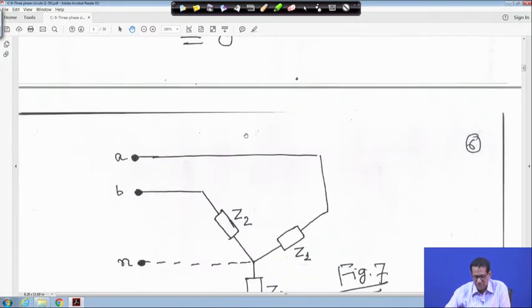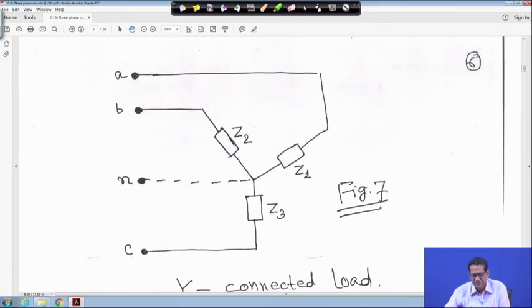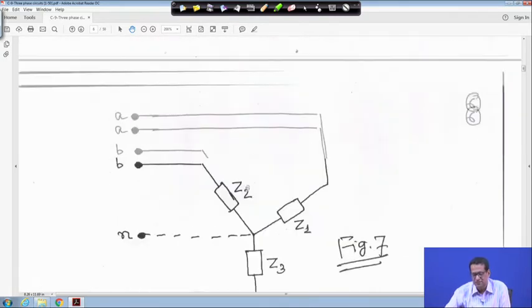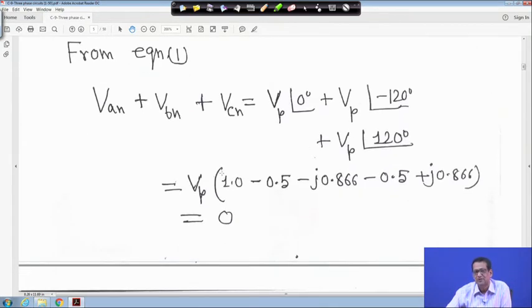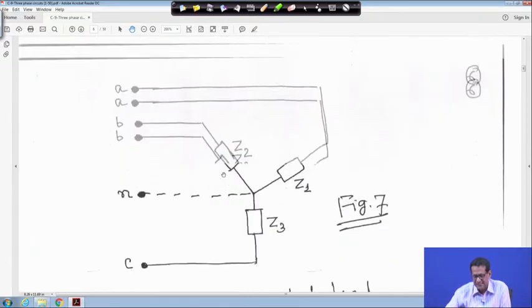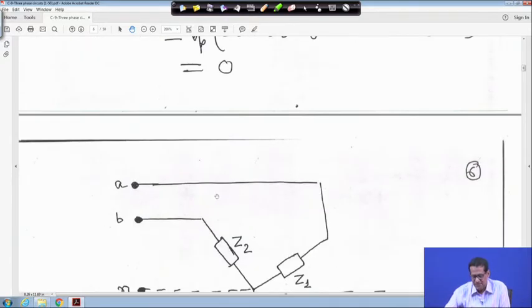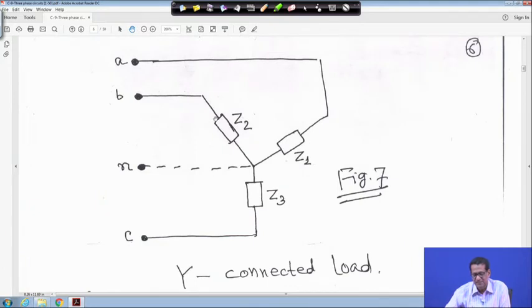So now the question is about the star connected load. Whatever we saw was for a star or delta connected source. Now we will see the star connected load. In this case, I have made it a star connected load with Z1, Z2, Z3, and it will be balanced, with phases A, B, C given. This neutral dash line is given. It may be there or may not be there.